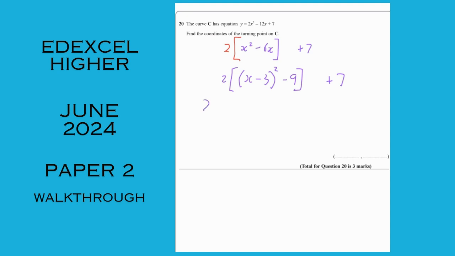We double everything in the brackets, so double this shebang. Now that actually tells us that the minimum point, treat it like a solution, you change the sign. Then we've got two lots of -9 added to 7, or in other words, -11. And that is your minimum point, 3 minus 11.